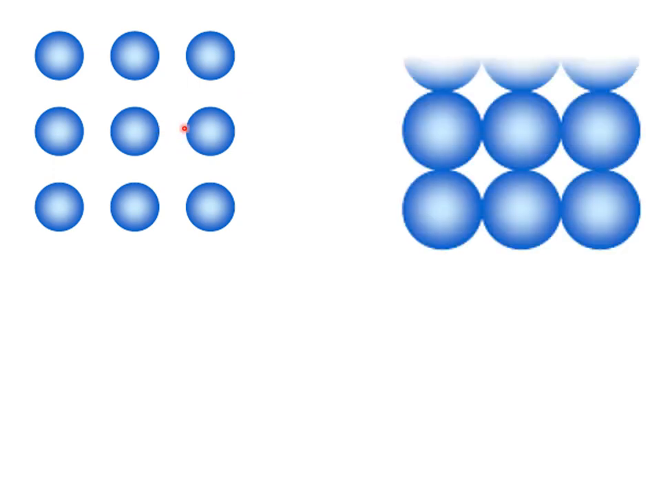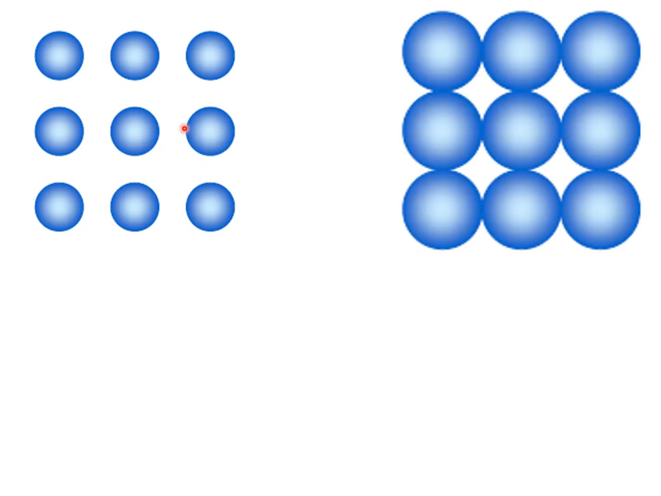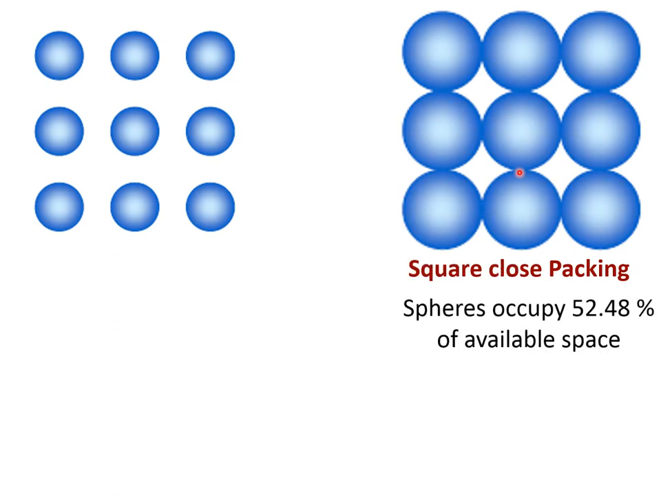Look at this model. If atoms are connected together in this way, okay? Even if a bond exists between these atoms, is this better or is this better, to touch each other? Which one will have the higher packing efficiency? This one, of course. The spaces between the atoms are least, right? Okay. So look at this one. This is called square close packing. And the packing efficiency is almost 52.48 percent of available space.